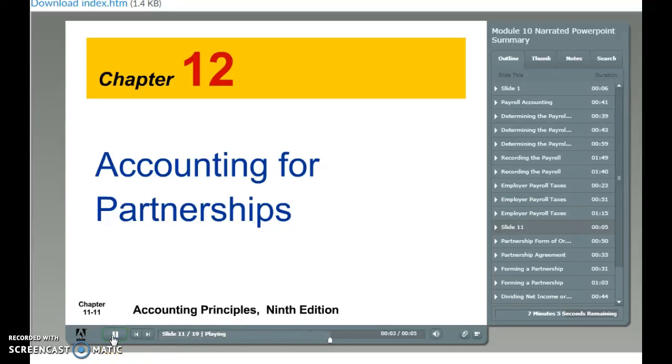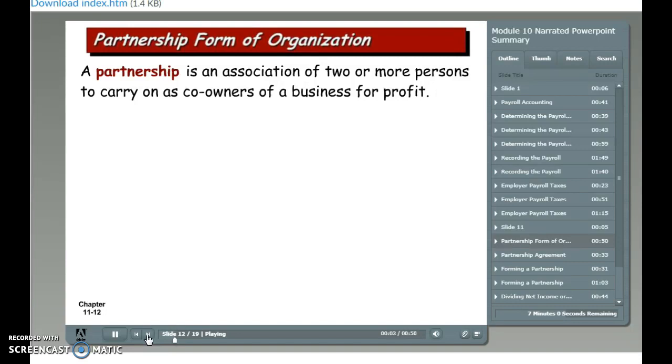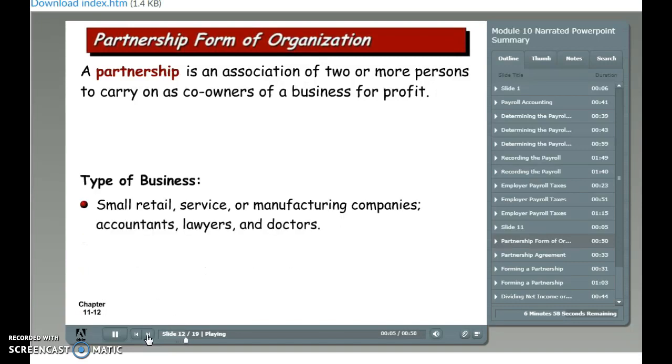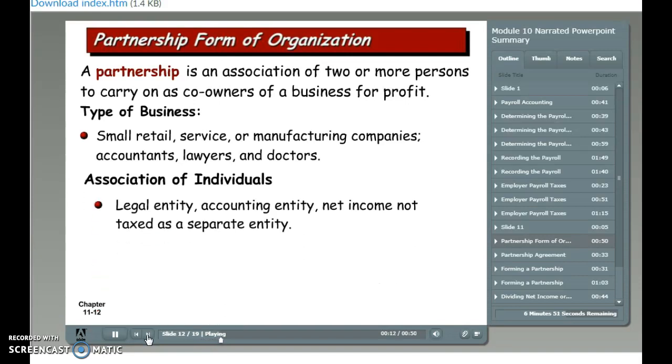Chapter 12, Accounting for Partnerships. A partnership includes two or more owners whose business is often a small retail, service, or manufacturing company. The partnership is a legal entity that passes its net income down to the owners, the partners.